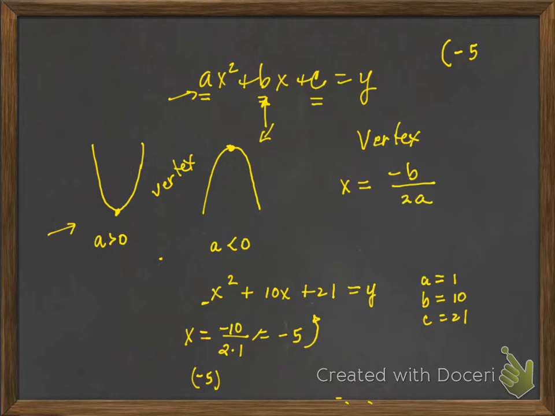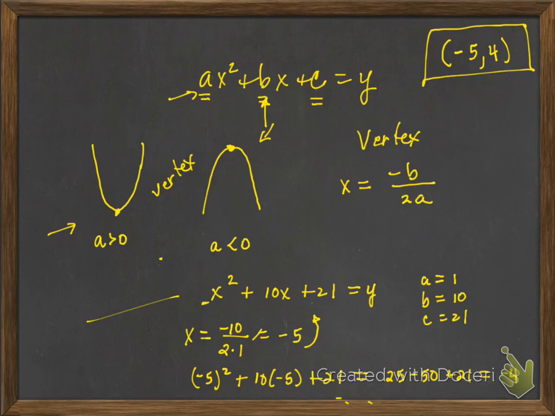So negative 5 squared plus 10 times negative 5 plus 21 is the y value that corresponds to the x value of negative 5. So that's 25, right? Because negative 5 times negative 5 is positive 25, minus 50 plus 21. So that's minus 25 plus 21 equals minus 4. So your vertex in this problem is negative 5, negative 4.